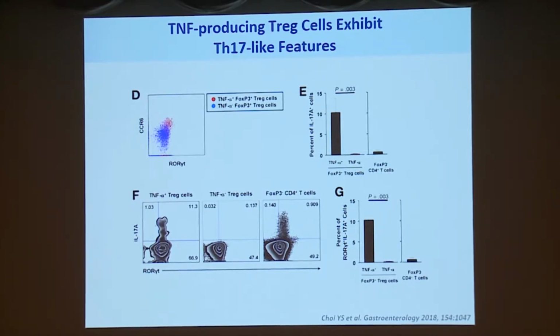So due to this ROR gamma T overexpression, we analyzed the TNF positive Treg cells for their IL-17A production. The TNF-alpha positive Treg cells tend to produce more IL-17A compared to their TNF-alpha negative counterpart. At the same time, we could confirm that among these TNF-alpha positive Treg cells, the IL-17A producing Treg cells are ROR gamma T double positive. So all of these data indicate that these TNF-alpha positive Treg cells exhibit helper 17-like features in terms of the transcription factor ROR gamma T, and in terms of their function, IL-17A co-production.